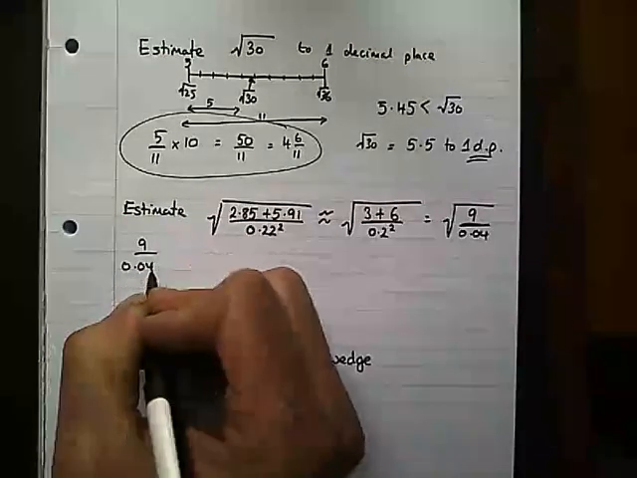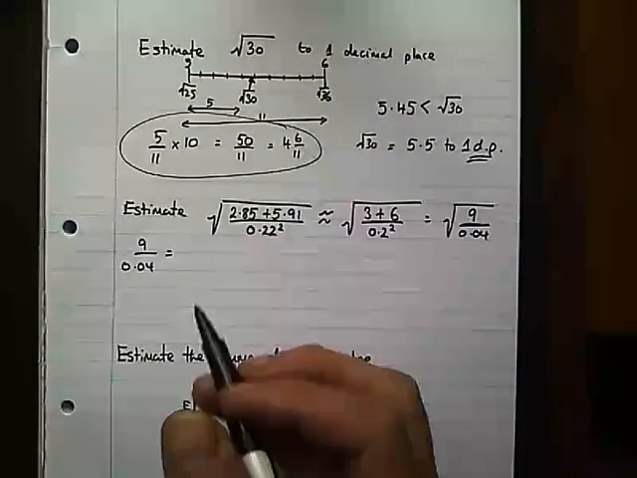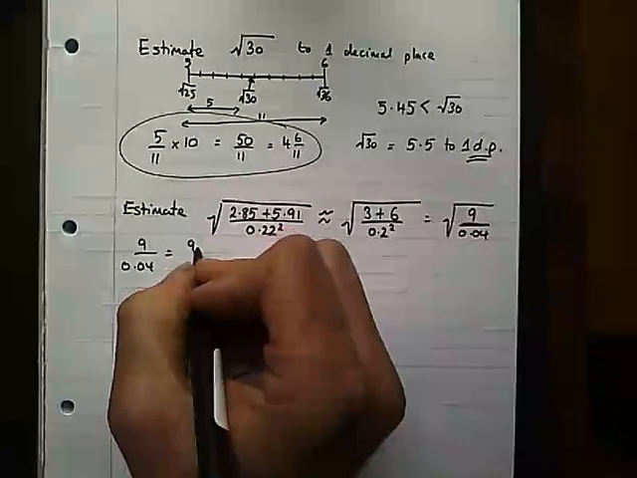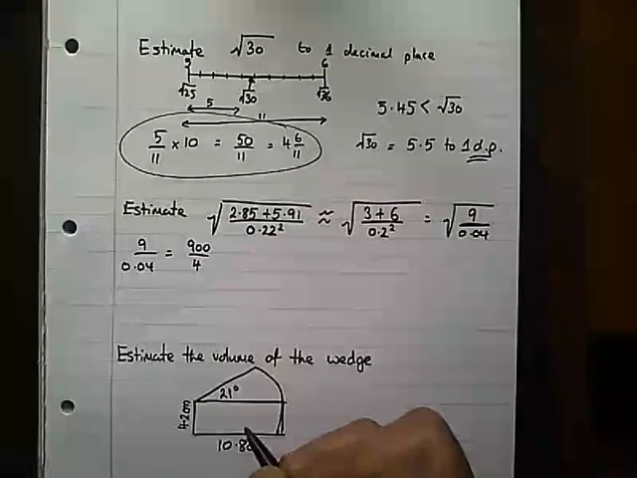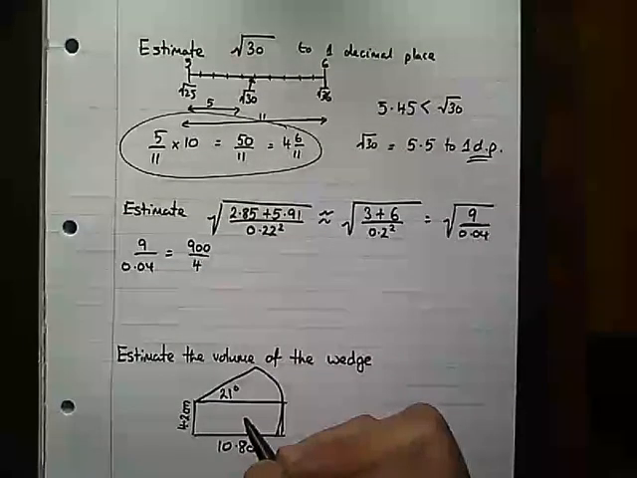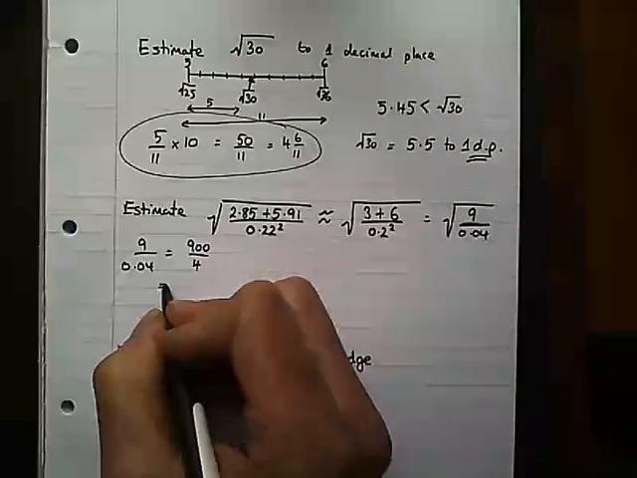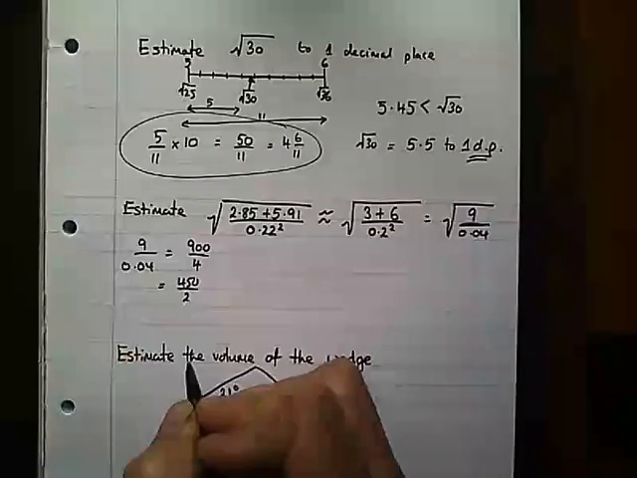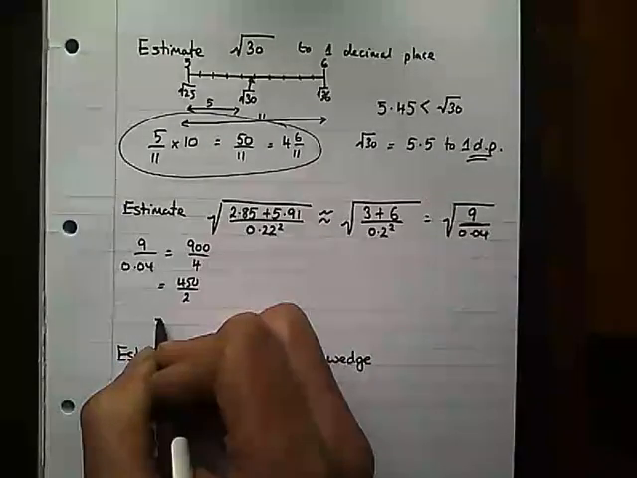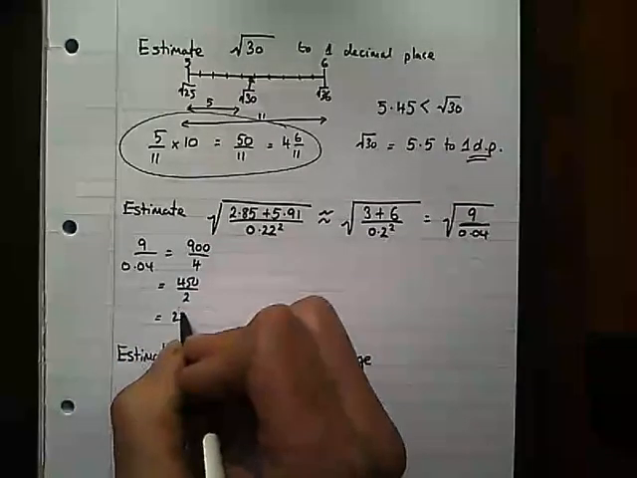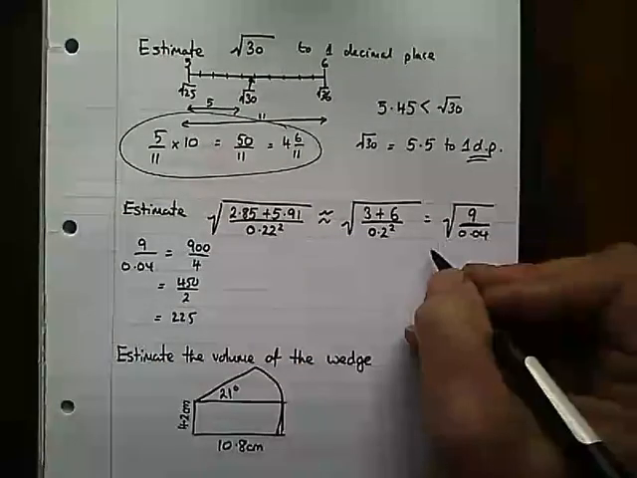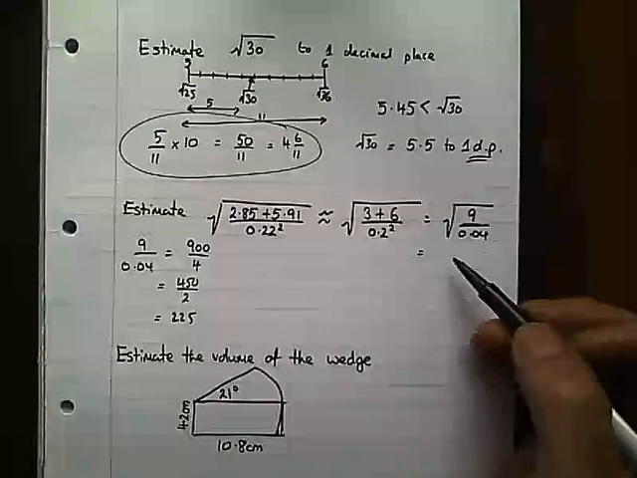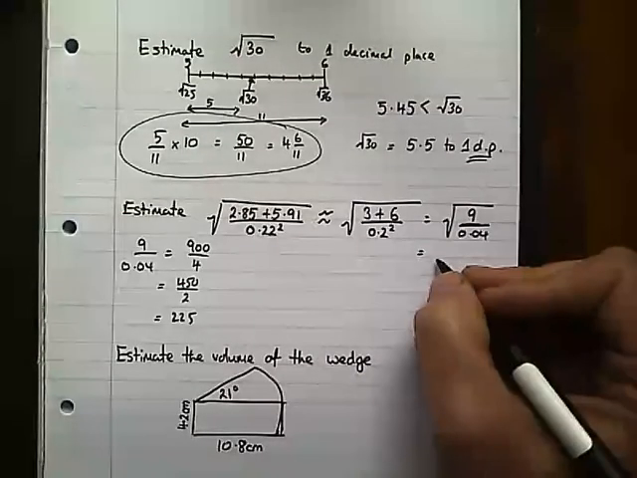I don't like dividing by decimals, so what I'm going to do is times the numerator and the denominator by 100. So I get 900 divided by 4. Okay, because now that's an equivalent fraction and much easier to do. 900 divided by 4 is the same as 450 divided by 2. 450 divided by 2, well, that's just 225. So my calculation now is not 9 over 0.04, but it's the square root of 225.